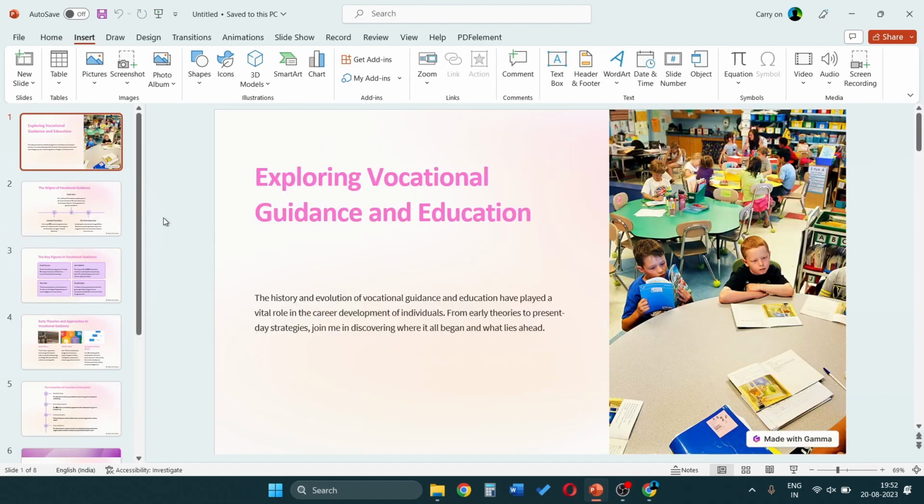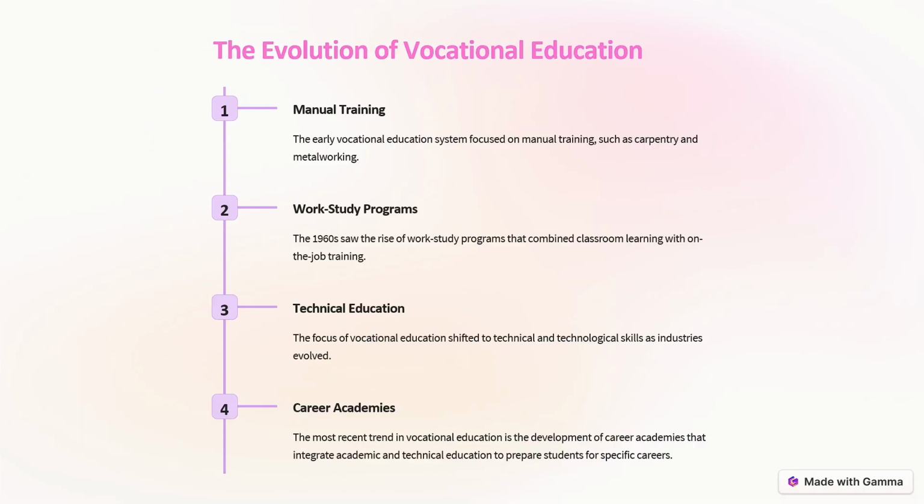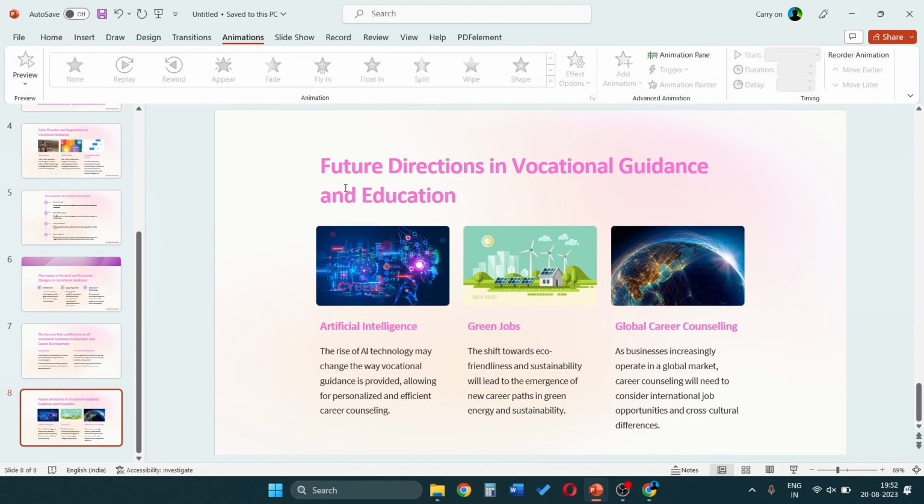Now here you will see your name on the bottom side. Just click on edit and then delete it like this. There is a made with gamma label. Just click on it and delete it, and your presentation is ready to present. You can also add some more things by going to the animation tab, and if you want to add animation or more effects, you can easily do it.